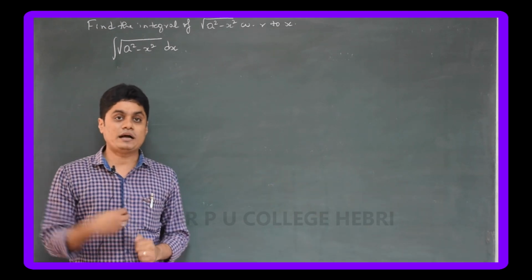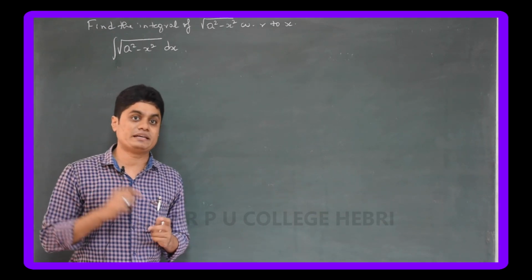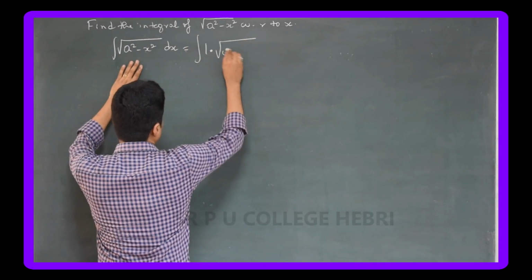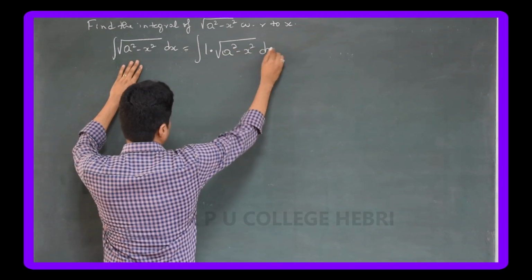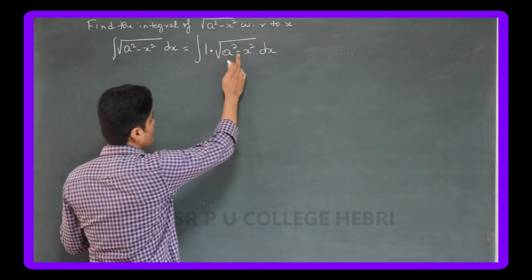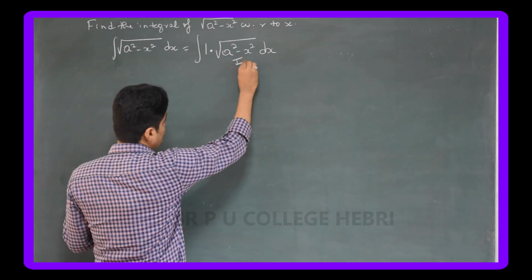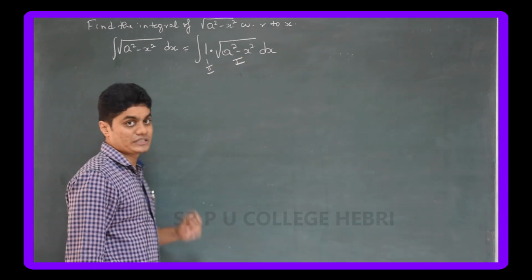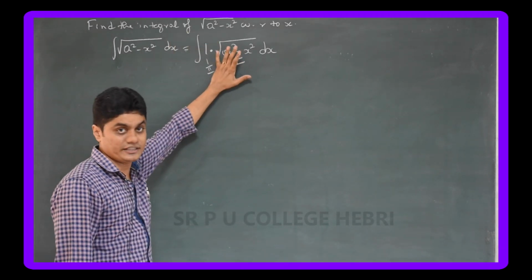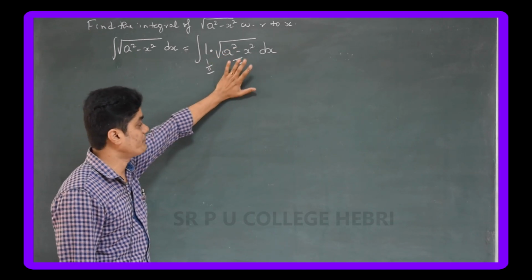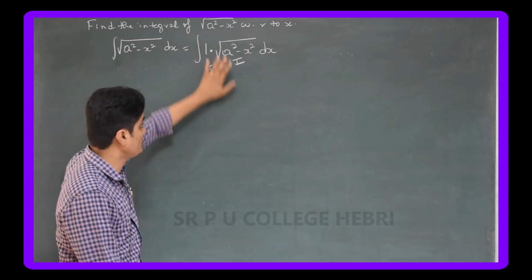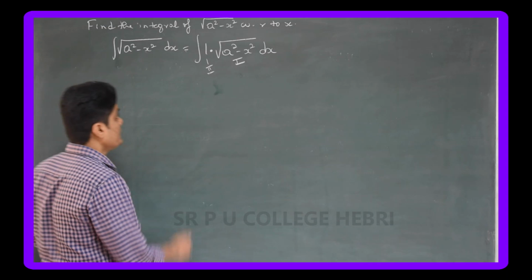As I told, this is a part of integration by parts, so you have to use integration by parts only. Here you can take one function as 1, and the other function you can keep as root of a square minus x square itself. Observe carefully, you cannot take this as the second function, because if you do, you will immediately get this integration again. So take 1 as the second function and this as the first function. I'm not using the ILATE rule here because both are algebraic expressions, so the ILATE rule cannot be used. Use logic. Apply integration by parts.